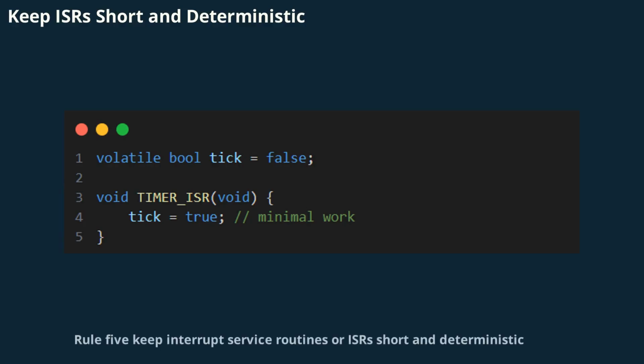Rule 5, keep interrupt service routines, or ISRs, short and deterministic. ISRs should execute quickly to reduce system latency and jitter. The best practice is to set flags, push data into FIFO buffers, and defer heavy processing to the main loop. This keeps your system responsive and avoids blocking other critical interrupts.